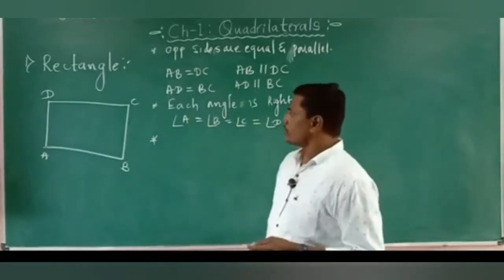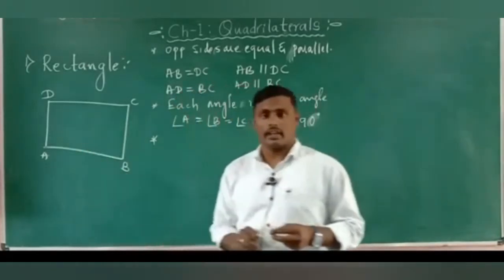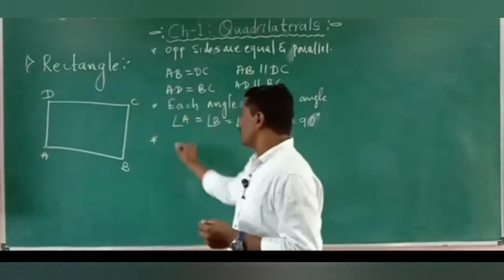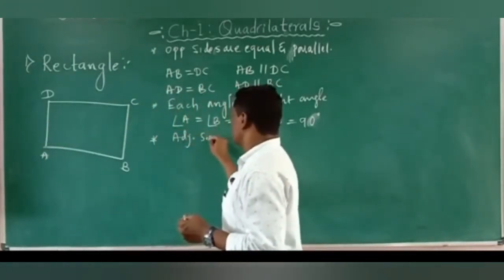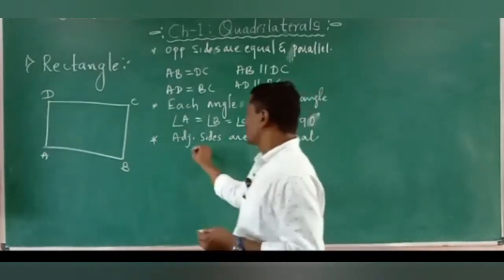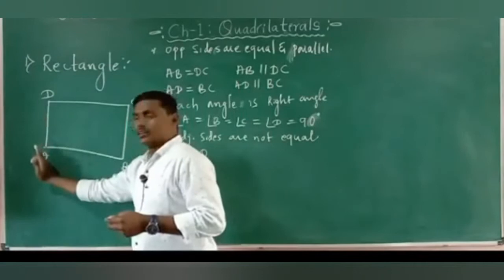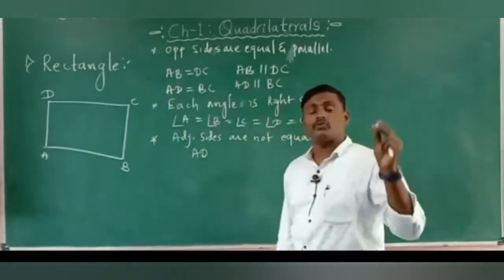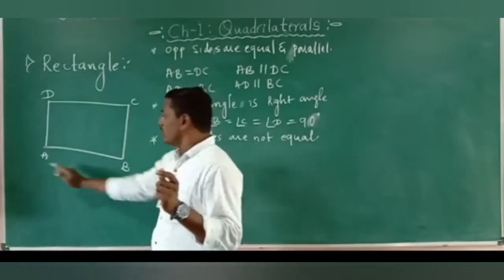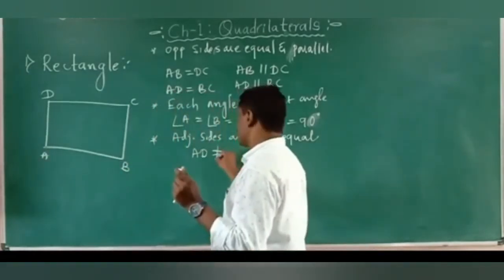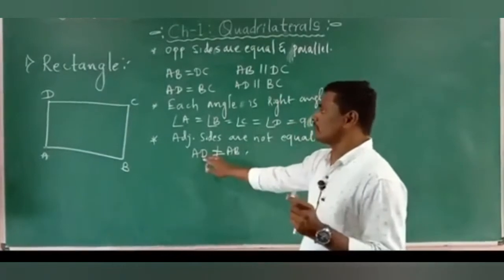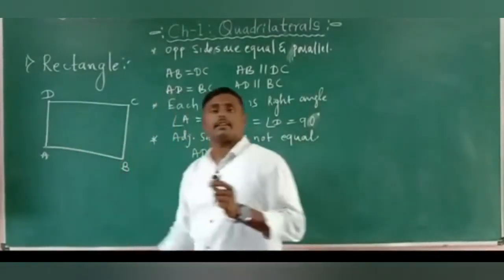Next, third property. The adjacent sides of the rectangle are not equal. So what are the two adjacent sides here? We already know in a quadrilateral there are 4 pairs of adjacent sides. So the side AD is not equal to AB, right? This is one example in which the adjacent sides are not equal.